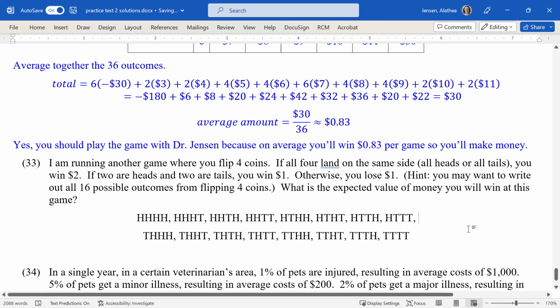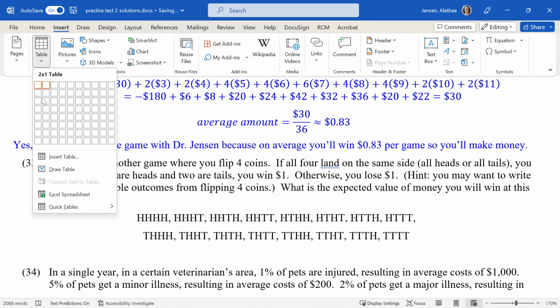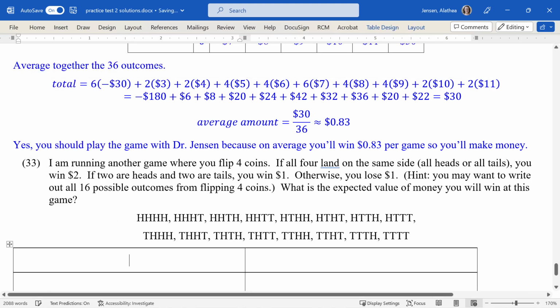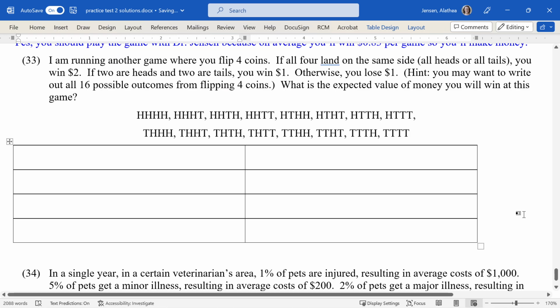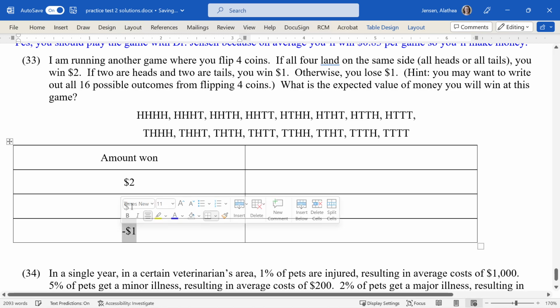Maybe I'll leave them like this. The other way you could do it is you could make a decision tree where you have 4 levels. So it branches each time into heads or tails for the next coin. Anyway, somehow you can write out these 16 possible outcomes. And now I think what I want to do is maybe make a little table, not of all 16 of these, but just of the 3 things that can happen in this problem. So there's 3 amounts that you can win, right? You can win $2, you can win $1, or you can quote unquote win, but actually lose $1. So we'll call losing $1 winning -$1.